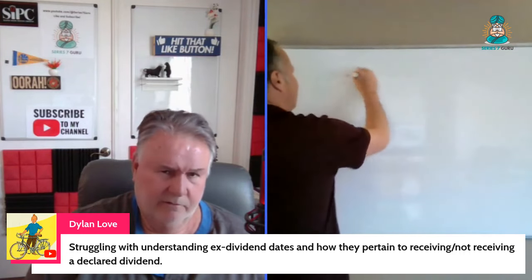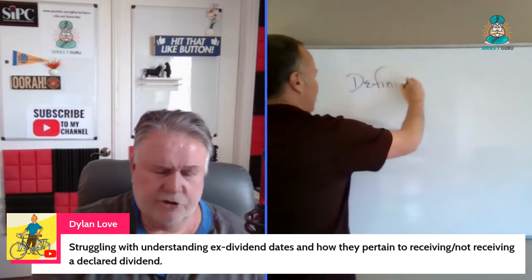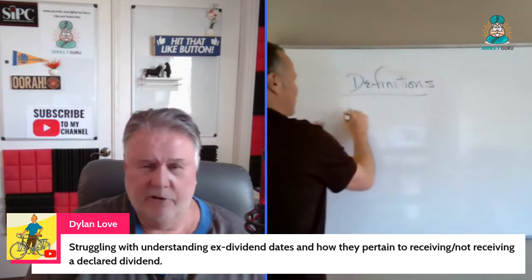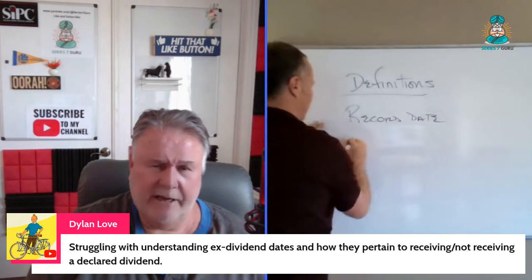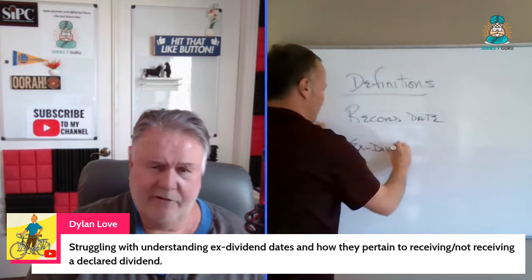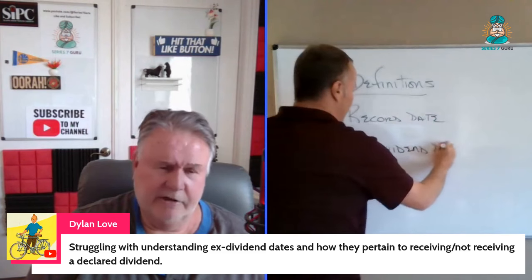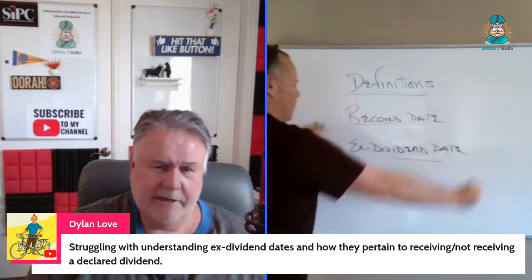Dylan Love is struggling with understanding X dates and how they pertain. When a company declares a dividend, Dylan, you have to be the shareholder on the record date. So if I say we're going to look at our shareholder list on Thursday, September 16th, because remember, our shareholder list is always changing, then if you're a shareholder of record on Thursday, September 16th, you're going to get the dividend, right? So the whole point here is you have to be on the shareholder list on the record date.